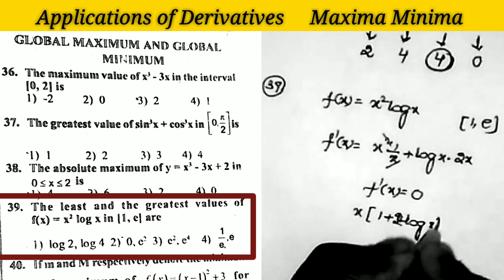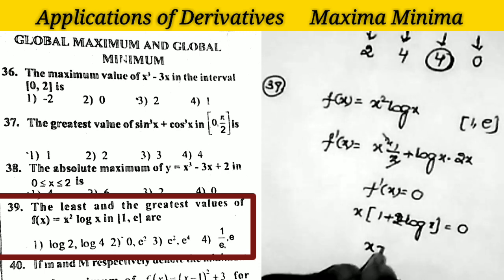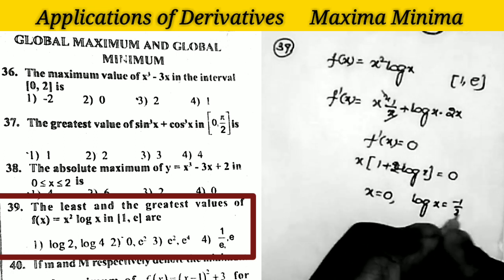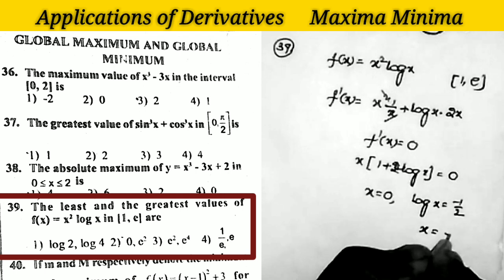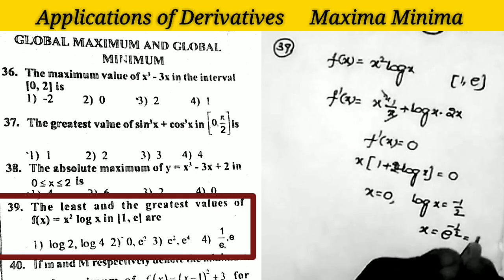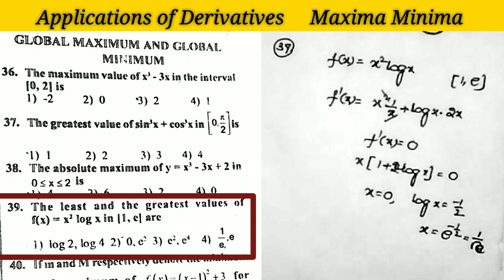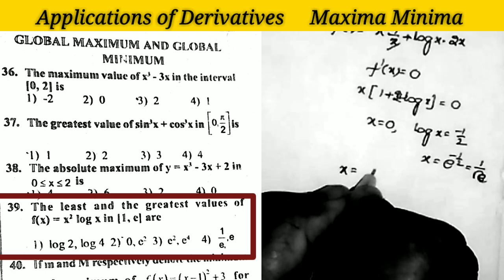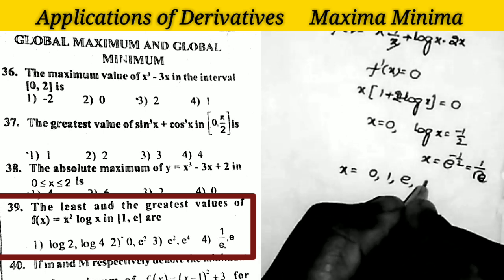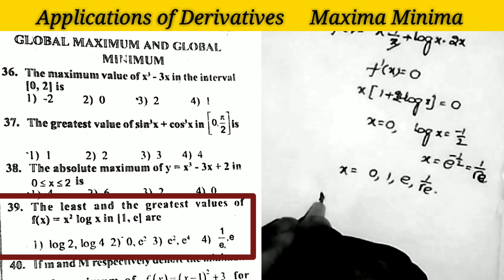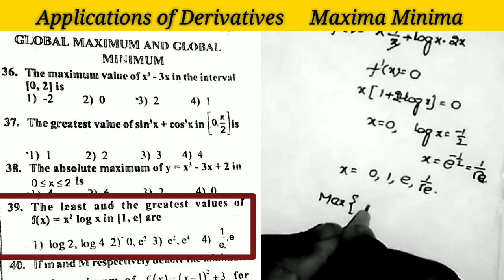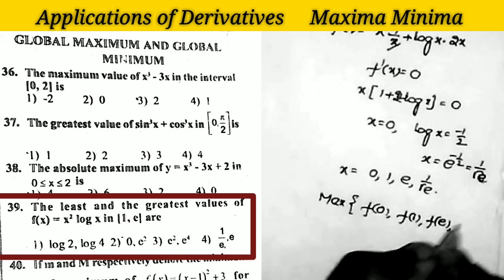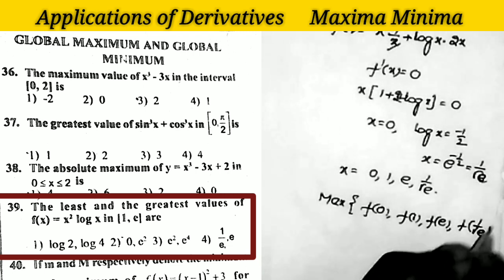1 plus 2 log x is equal to 0. That is, the first value is x is equal to 0 and the second value is log x is equal to minus 1 by 2. Then x is equal to e power minus 1 by 2, which is equal to 1 by root e. Okay, so these are the x values. What are the x values here? x is equal to 0, 1, e, 1 by root e. Now, replacing all these values in the given function, we want the values of f of 0, f of 1, f of e, f of 1 by root e, finding all these values and taking the maximum value.